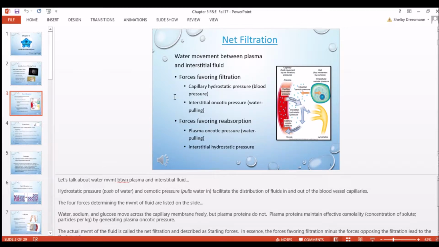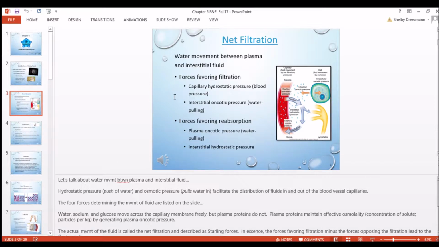Okay, here we're talking about forces. These are called Starling forces, and we're going to start off on the filtration favoring side. The filtration favoring side is the forces that push into the interstitial compartment. Capillary hydrostatic pushes water out of the capillary into the interstitial, and the interstitial oncotic pulls water from the capillary into the tissue. These are the filtration forces.